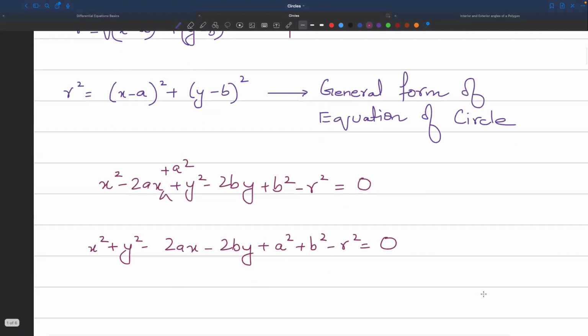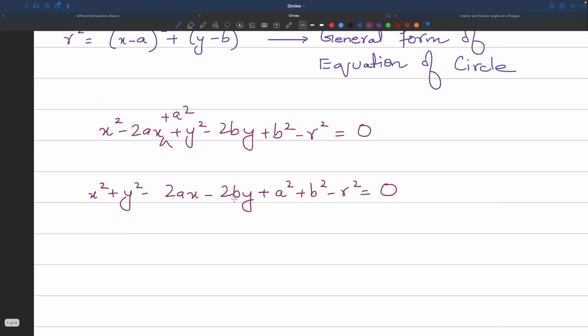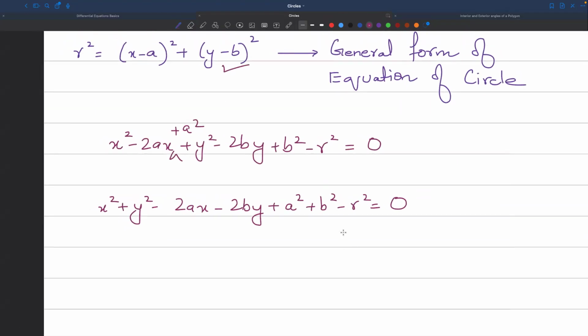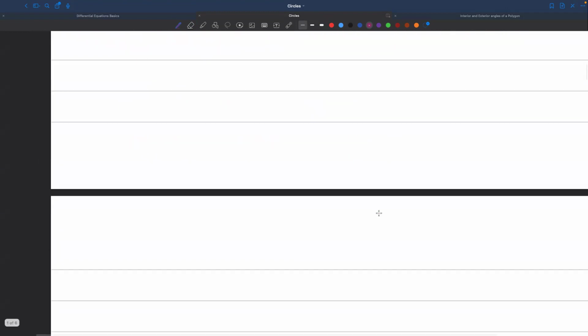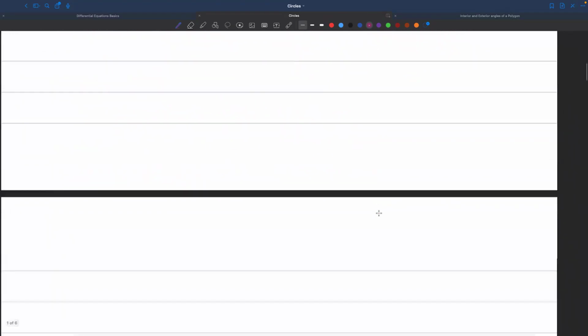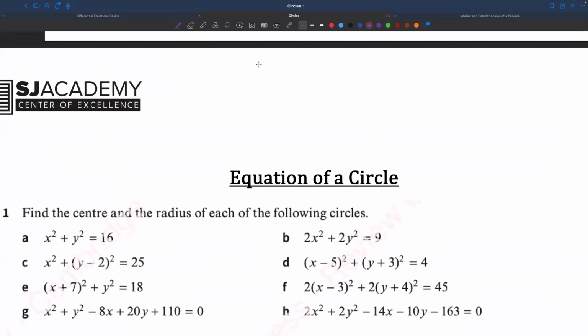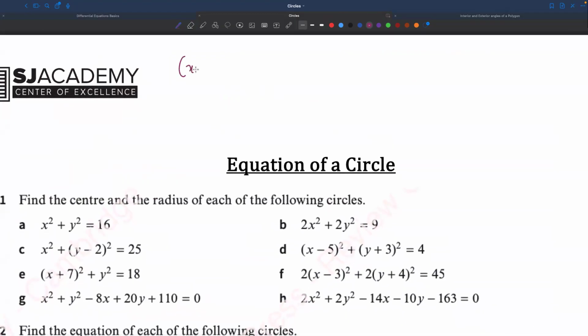Now, the important thing to note over here is that a and b are the coordinates of the center, and we can use the comparison method either with this equation or with this equation to find the center and the radius. Okay, that's the most basic thing. Now, I hope you have noted this down. Okay, have you noted it? Okay. Let me show you. Look, I'll just write it over here, and I want everyone to note it down at the top of their page as well.